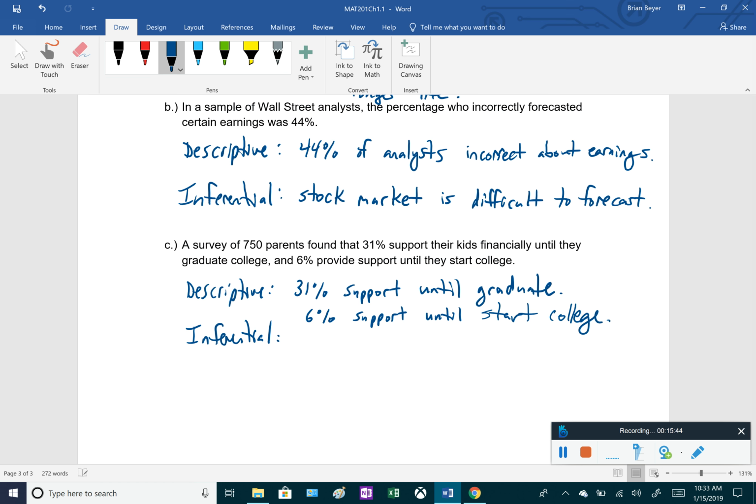Okay, and then for the conclusions that we can draw, once again, we'll keep it pretty simple. For inferential statistics, we can just say that it looks like a higher percentage of parents support their kids until graduation.